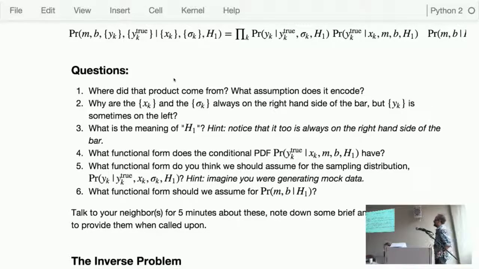Okay. What is the meaning of H1? Can anyone suggest what H1 means or remember what H1 means in this context? It's always on the right-hand side of the bar.